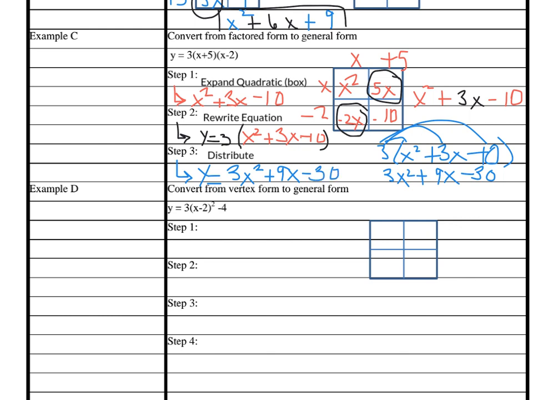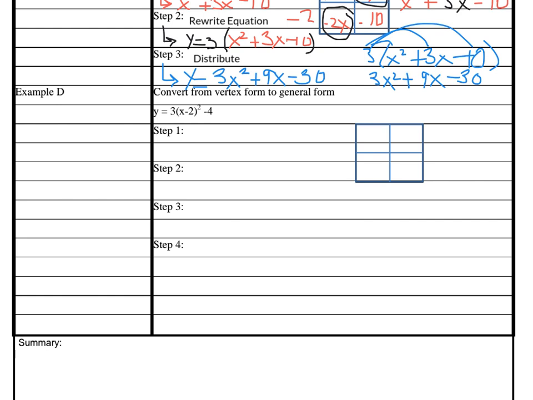And we will have successfully gone from factored form, where you can see the factors that still need to be multiplied, into general form, which looks like y equals ax squared plus bx plus c. So we have successfully turned it into general form.